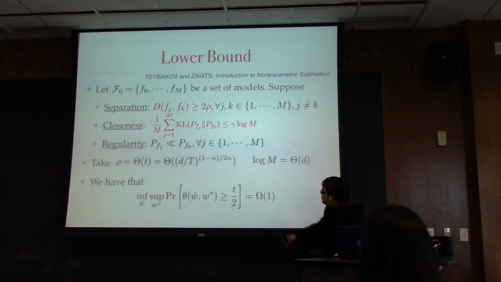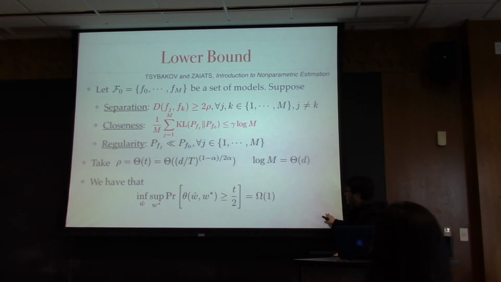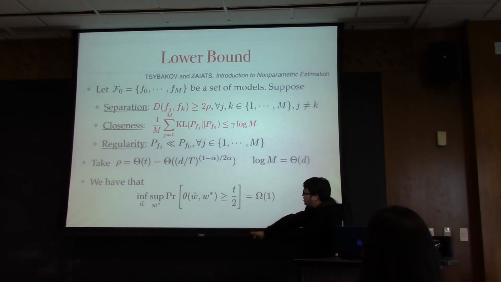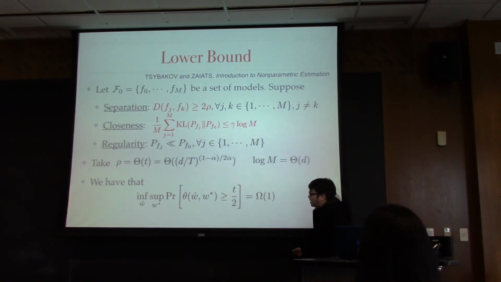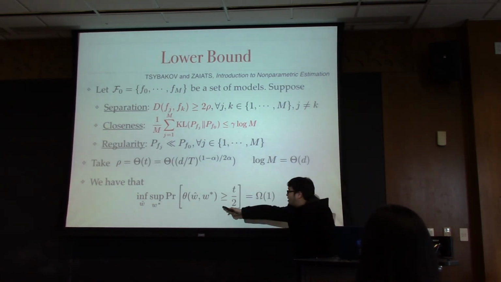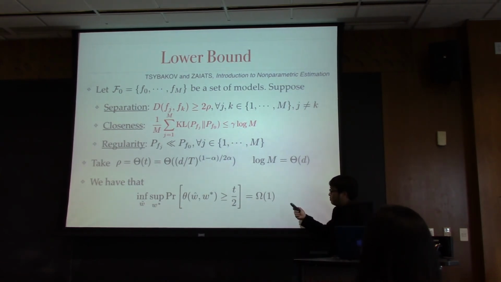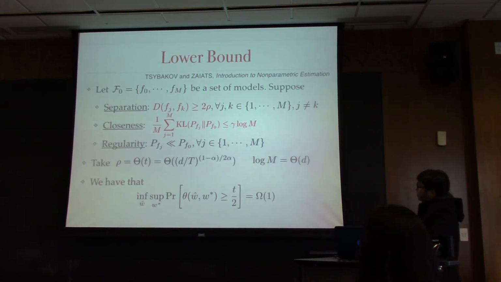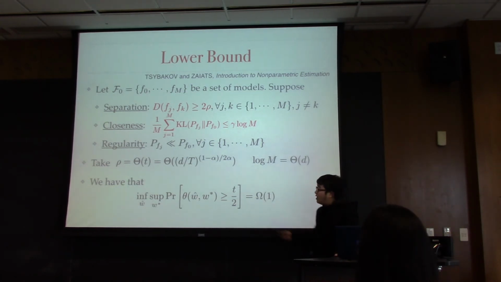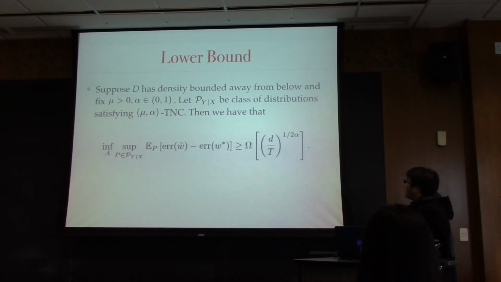And by working out all the terms and throwing away constants, I can show that for any active learning algorithm W hat, the probability that the angle between W hat and the optimal classifier W star is lower bounded by t over 2 is a constant. This means that no active learning algorithm W hat can do better than t over 2 with high probability. And then we apply the TNC condition to translate this error bound in terms of angle to an error bound in terms of excess error. I get this lower bound.